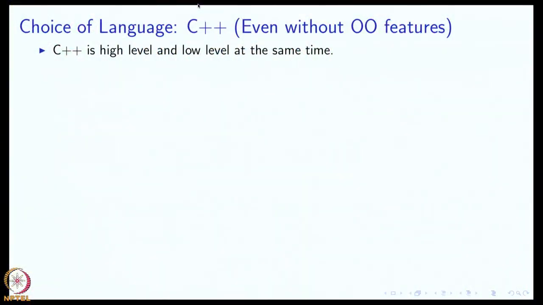It is high level in the sense that it has a library which allows you to write code which includes even data structures, and your code can be talking about abstract mathematical entities, very high, very powerful abstract mathematical entities. On the other hand, you can write code which talks about pointers, and pointers are in some sense the lowest level concept in programming. So, C++ is one of the few languages which allows you to go from the lowest level of programming to the highest level of programming.